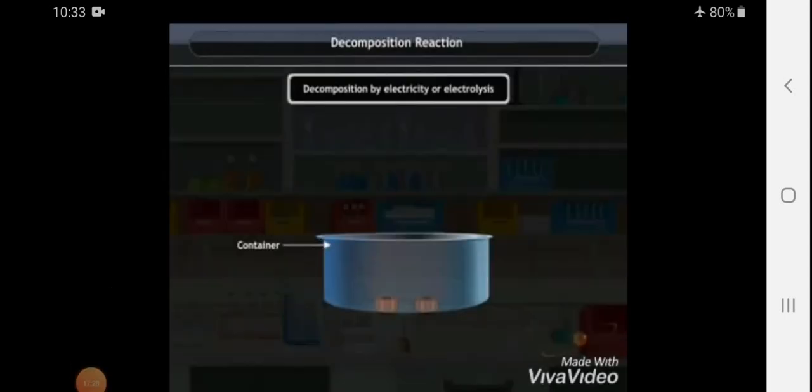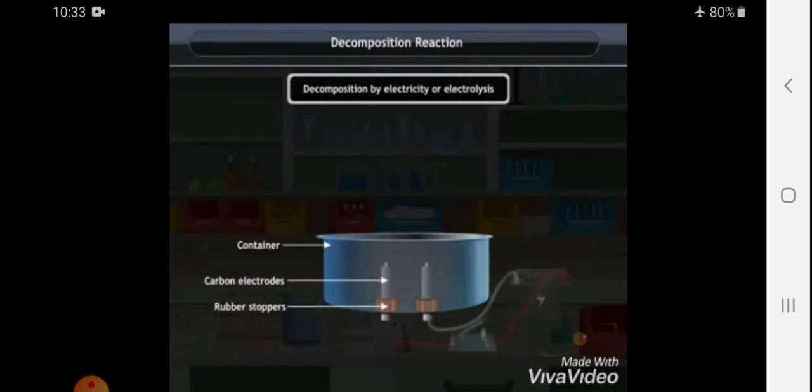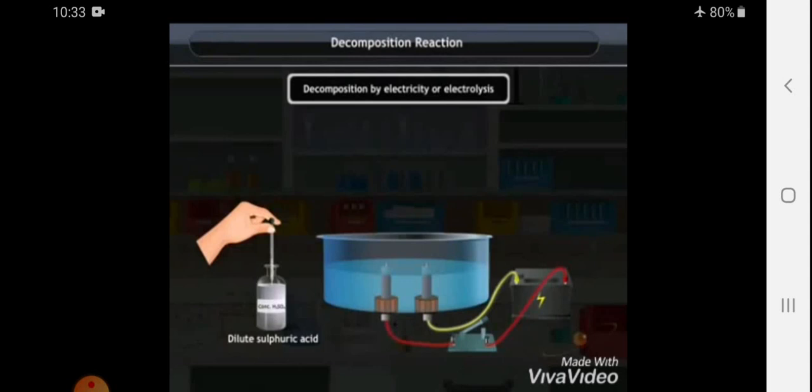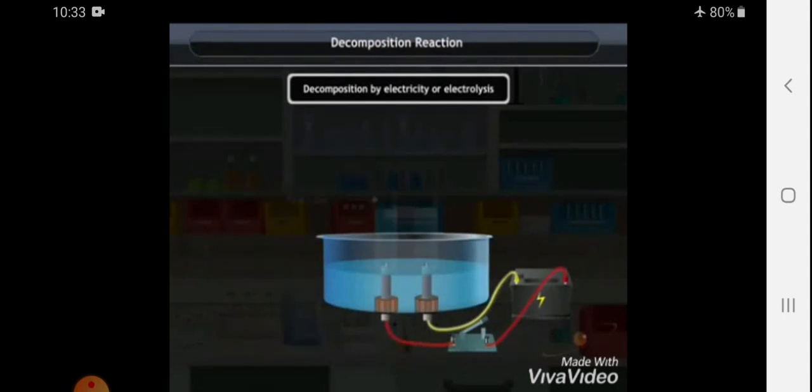So let us see the video to understand the electrolysis process. Decomposition of water by the electrolytic method we will see here. For this we need a container, 2 graphite rods, and rubber stoppers. We place the 2 graphite rods or carbon electrodes, and over them we place the test tubes, and connect the rubber stoppers with the battery. Place inverted test tubes over them, and add a few drops of dilute sulfuric acid as an electrolyte. Then switch on the button.